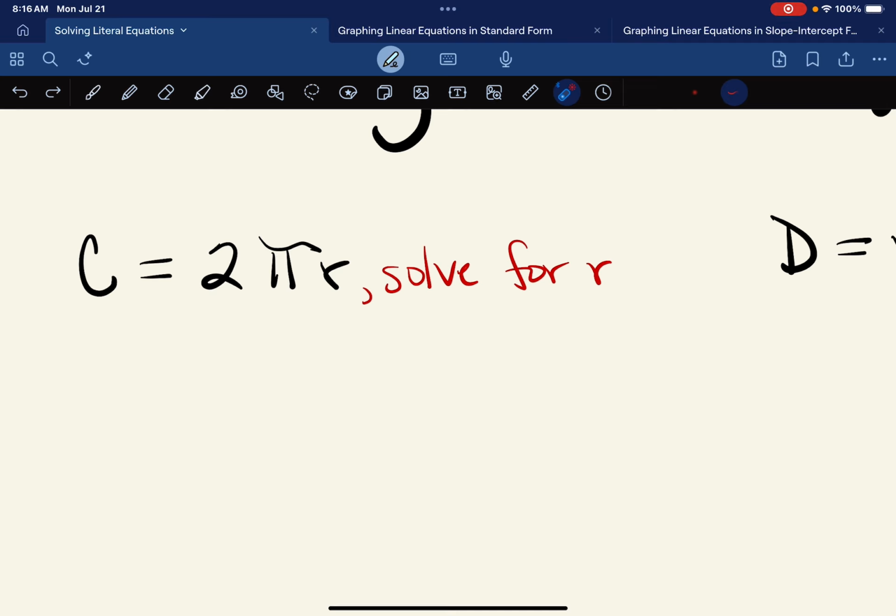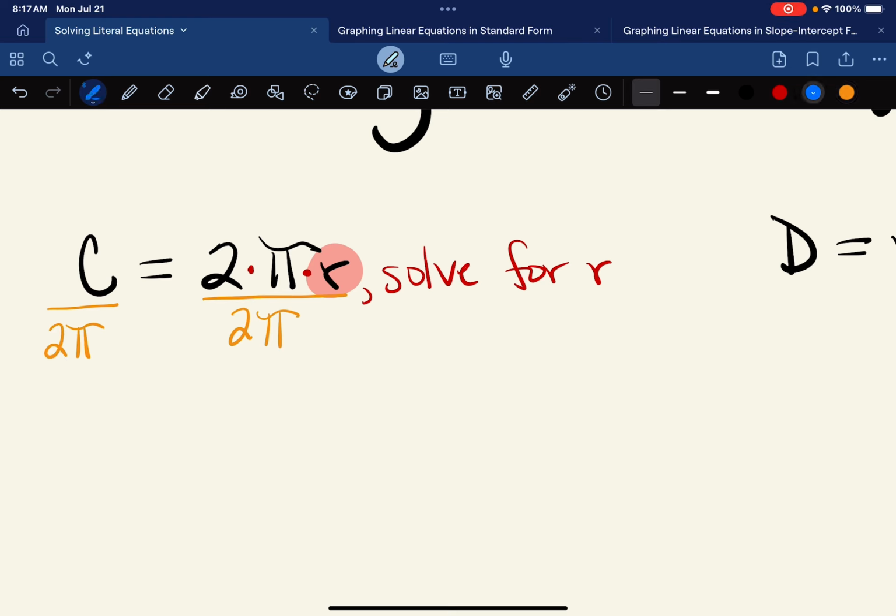So if we want to isolate the r value, we want to get this r value by itself. Right now, 2 pi r are all being multiplied together. Anytime you have numbers and variables all stuck together like that, it's just multiplication. So the inverse of multiplication, of course, is division. So we are going to divide both sides of our equation by 2 pi. That's what we want to get rid of. So let's divide both sides of our equation by 2 pi.